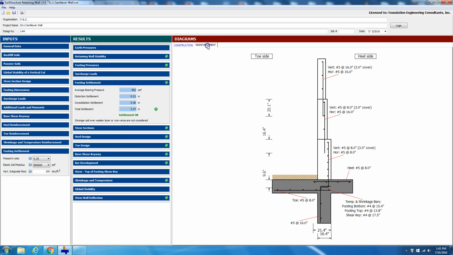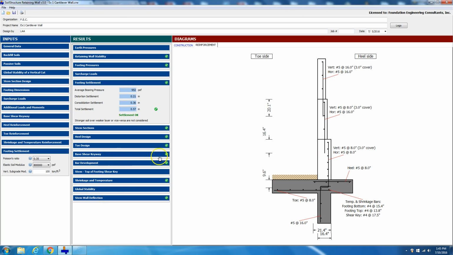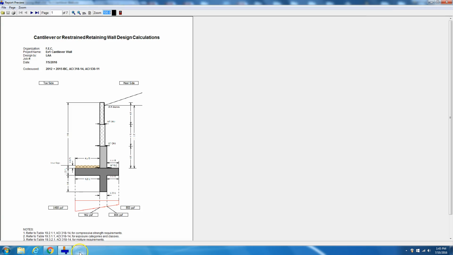Okay, and then here is the reinforcement. And then when you say file, you can say print, and then you can say preview, and it takes about 3-4 seconds for the database to collect everything and make the print file. When it's ready, it will let you know that you can open the file and take a look at it. And there it is. That's on sheet 1.